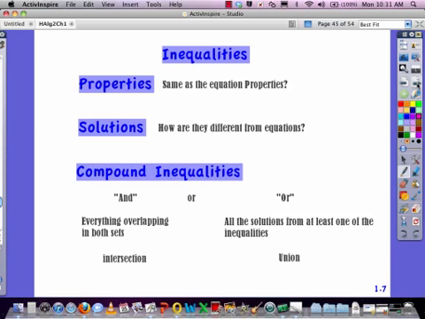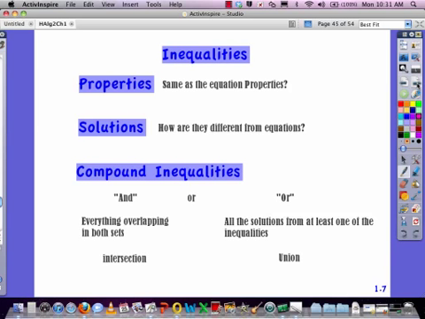Compound inequalities, you should have learned, are basically where you have two inequalities separated by an "and" or an "or". In the "and" situation, everything overlapping in both sets is what your solution should consist of. Some people call that the intersection of both sets. The "or" includes all the solutions from at least one of the inequalities, or the union.